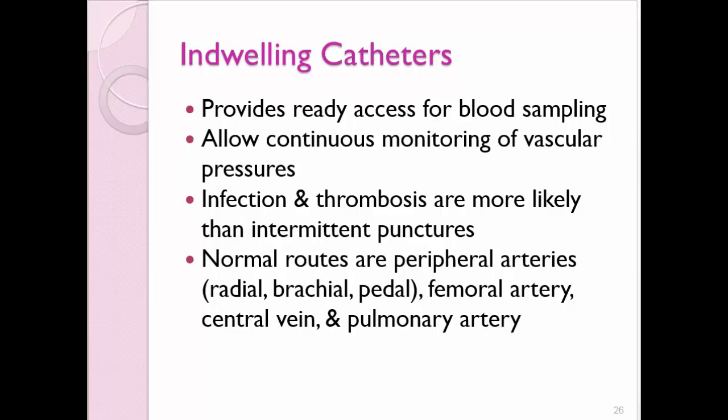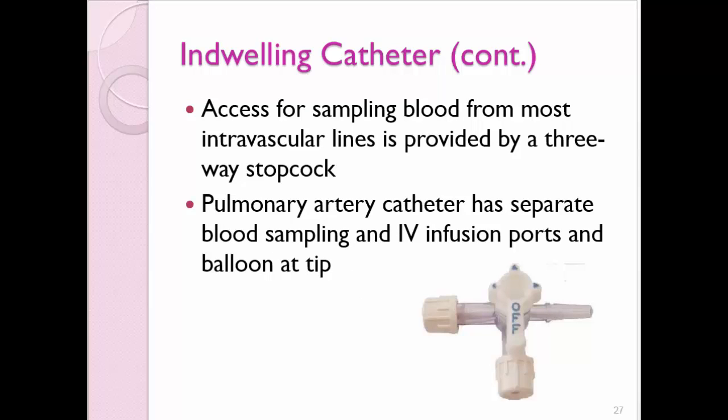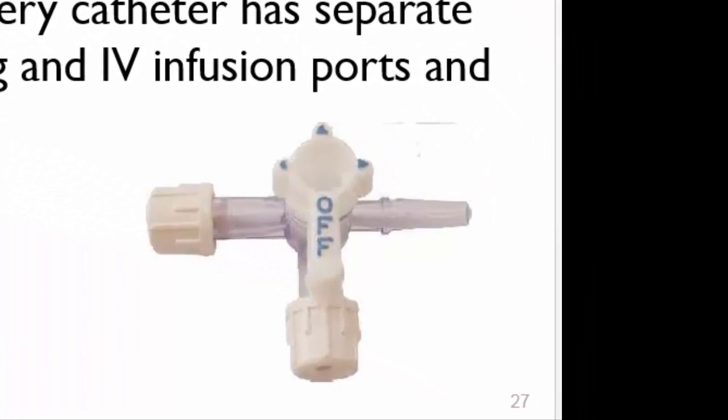The normal routes are the peripheral arteries, such as the radial, brachial, the femoral artery, central vein, or the pulmonary artery. The access for sampling blood for most intravascular lines is provided by a three-way stopcock. And that's what you have pictured here. This is called a three-way stopcock. And you see that the valve on top here has the word off printed on it. So whichever way this valve is directed is turned off, and the flow of liquid or solution is through the other two, either from the transducer to the patient or from the patient to the transducer, whichever way it's going to move.